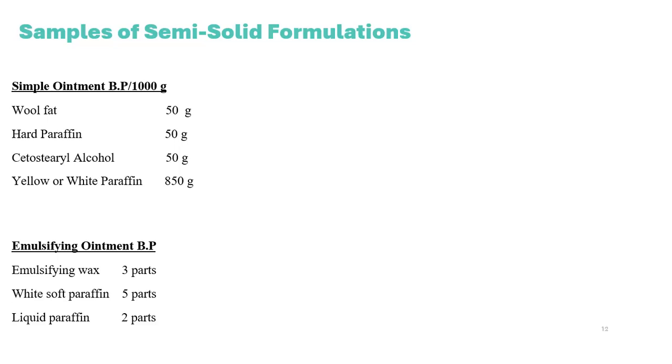Now, here we're looking at emulsifying ointment BP. This is what I said when a formula may be written in parts. And so emulsifying wax is 3 parts, white soft paraffin 5 parts, and liquid paraffin is 2 parts. So you may ask yourself, but it's liquid paraffin, why are they having it in parts? Because semi-solids are normally written in grams and each occupy a part of a formulation.